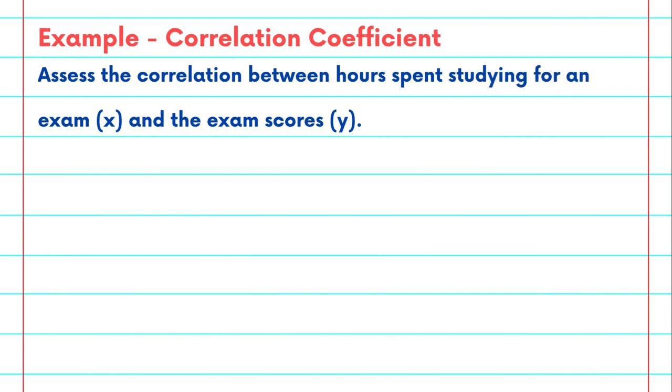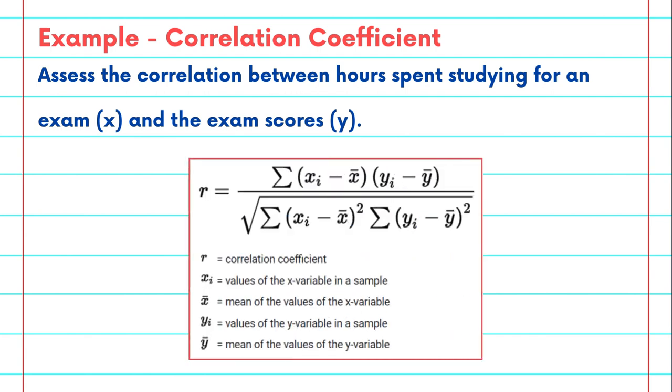Let's look at an example. Consider a dataset that contains the number of hours spent studying for an exam and the exam scores of a group of students. To assess the correlation between study time and exam scores, you could calculate the correlation coefficient by using the following formula. Once you solve for R, you can interpret the correlation.